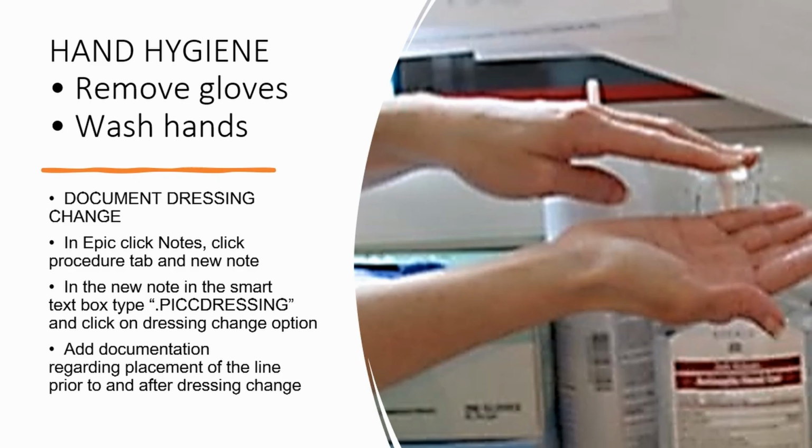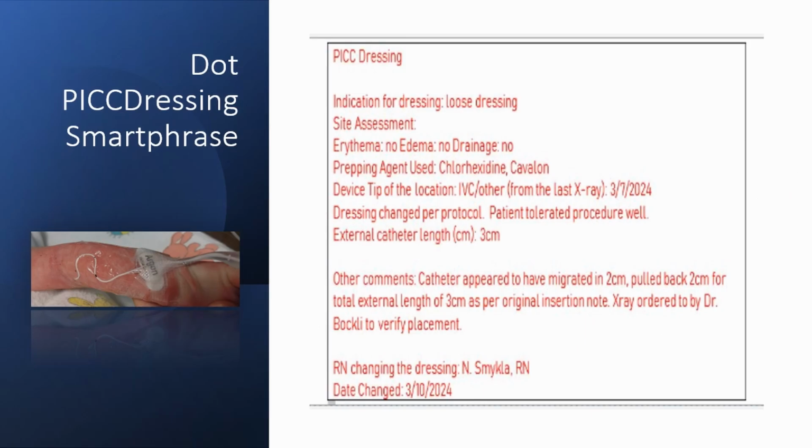Document dressing change. In Epic Click Notes, click Procedure tab and New Note. In the New Note in the Smart Text box, type PICC dressing and click on Dressing Change option. Add documentation regarding placement of the line prior to and after dressing change.